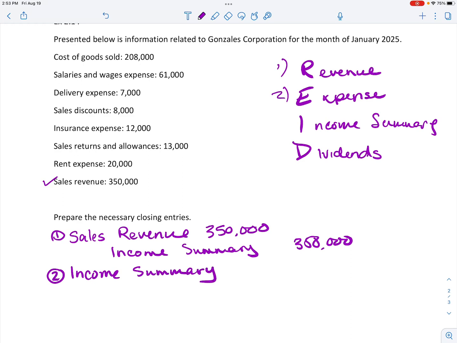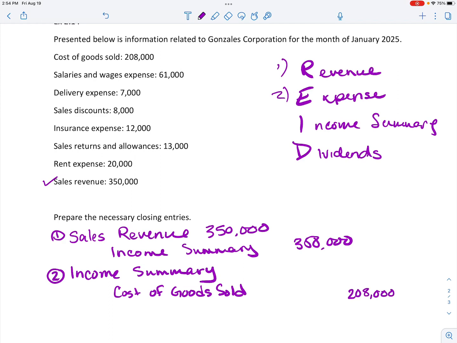And we're going to find each and every expense and close it. To make sure that we get everything, we're going to start with our cost of goods sold. Remember, it doesn't have to have the word expense. We're going to credit that for $208,000.